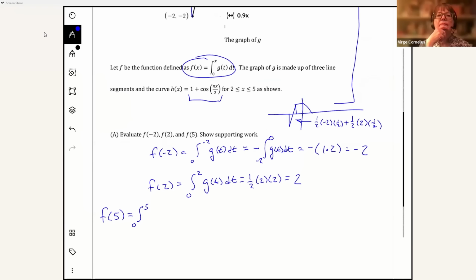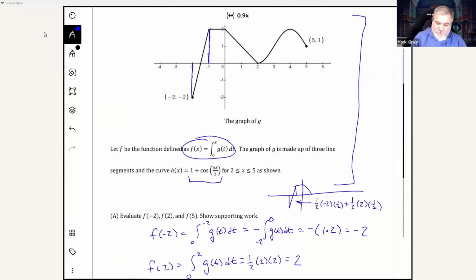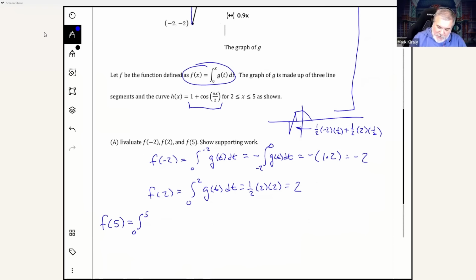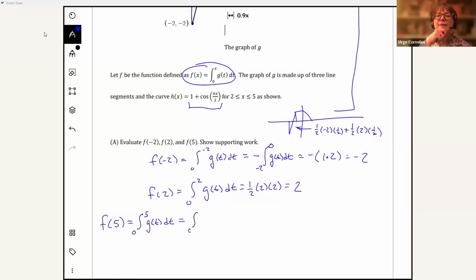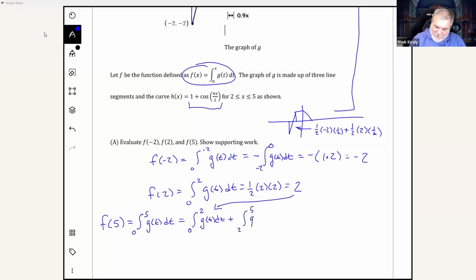So from 0 to 5, if I go back to my graph, we already have that triangle part. Now we've got this new curve, so we've got to remember that that's 1 plus cosine of pi x over 2. And Virge, I know the answer already, but I love definite integral properties. I do too. Love them. And I don't think I would show this necessarily when we talk about what you have to show on the test. I think you could just replace that with the 2 and just say 2 plus the integral from 2 to 5 of g of t dt.